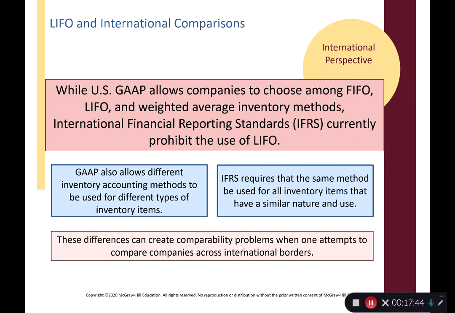GAAP allows companies to choose among the various inventory methods that we talked about. Average cost is also known as weighted average, but IFRS prohibits the use of LIFO. So what does that mean? Well, it means if you're comparing companies that are international versus domestic, it may make it a challenge to compare two companies if they use different inventory methods. That's why it's going to be important to review the notes to the financials to find out which method the company is using, because as we're about to see, each method that we used resulted in different answers for cost of goods sold and ending inventory.